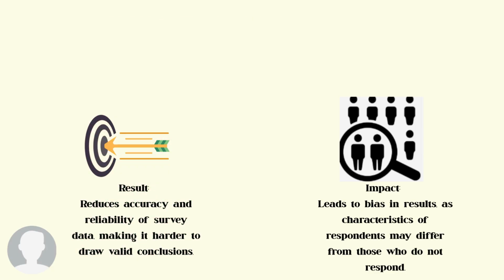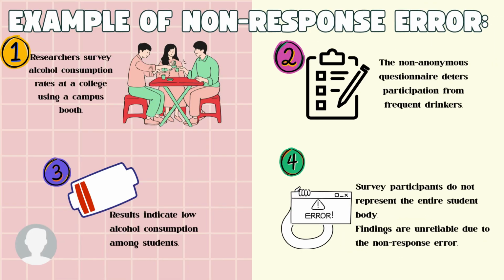represents the entire population. A researcher wants to survey alcohol consumption rates among college students. To do so, they set up a booth on campus where students can fill out a non anonymous questionnaire about their drinking habits. However, students who frequently consume alcohol feel uncomfortable providing personal information on a non anonymous form and avoid participating in the survey. As a result, the survey results show much lower alcohol consumption than is likely the case for the entire student body. To further break this down, the scenario highlights the issue of non response error.